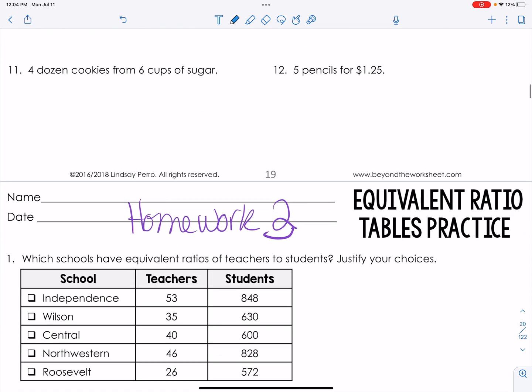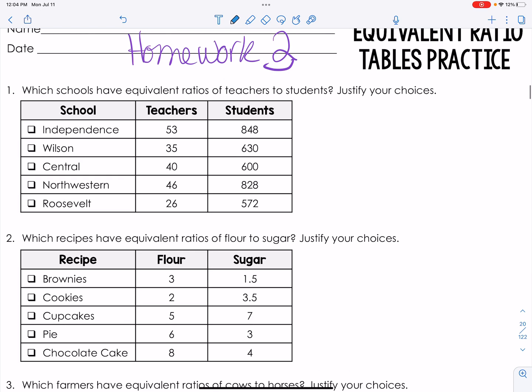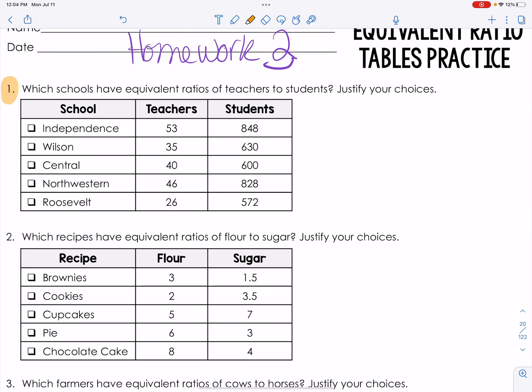The other thing, this is on homework 3, okay? And so I'm going to take a look at number 1 with you. Again, I just feel like you're going to be fine on this, but which schools have equivalent ratios? If we think about what equivalent means, that means equal. Which schools have equal ratios of teachers to students? So that means that they want me to take my students divided by teachers. Teachers to students.